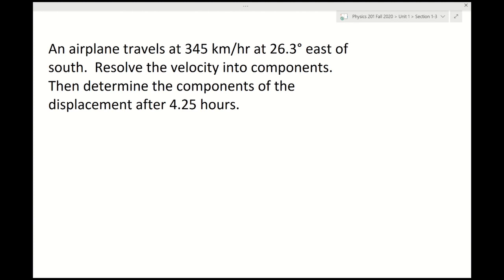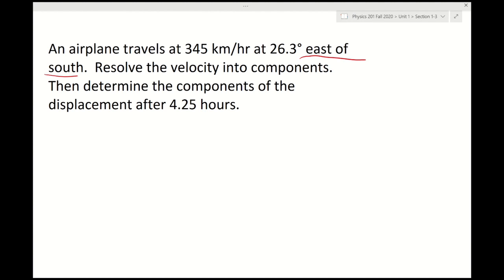You have an airplane traveling 345 kilometers per hour, 26.3 degrees east of south. Now, this notation you will sometimes run into, and you need to get somewhat comfortable with that. East of south, north of west, whatever it happens to be. Resolve the velocity into components, and then determine the components of the displacement after 4¼ hours.